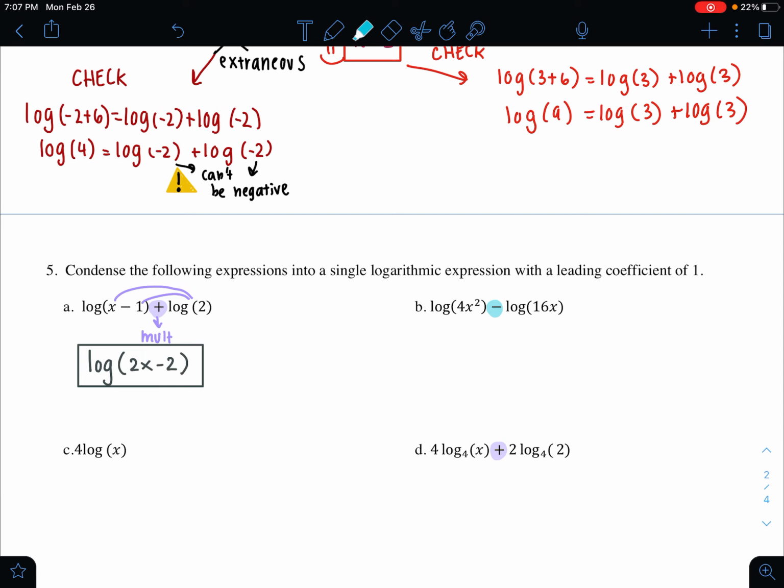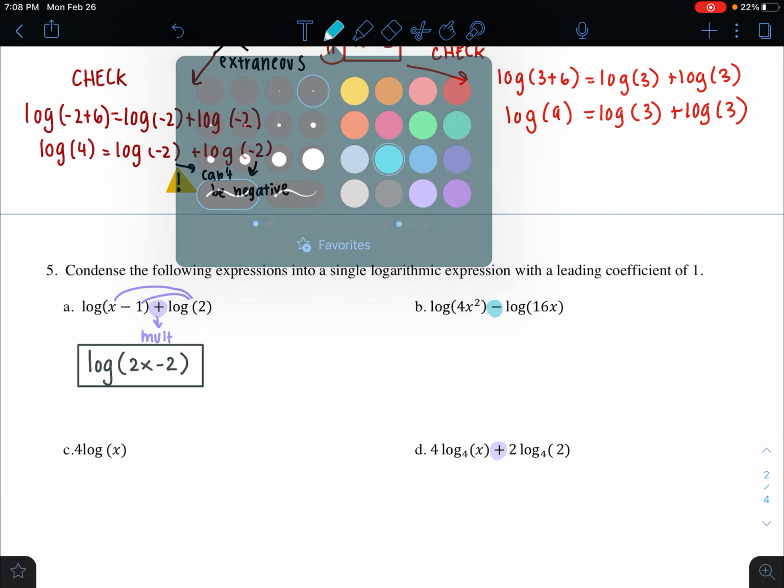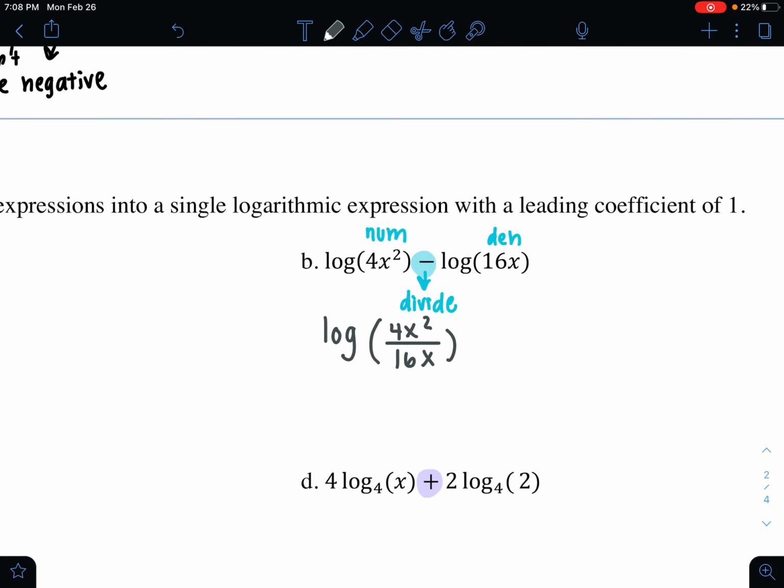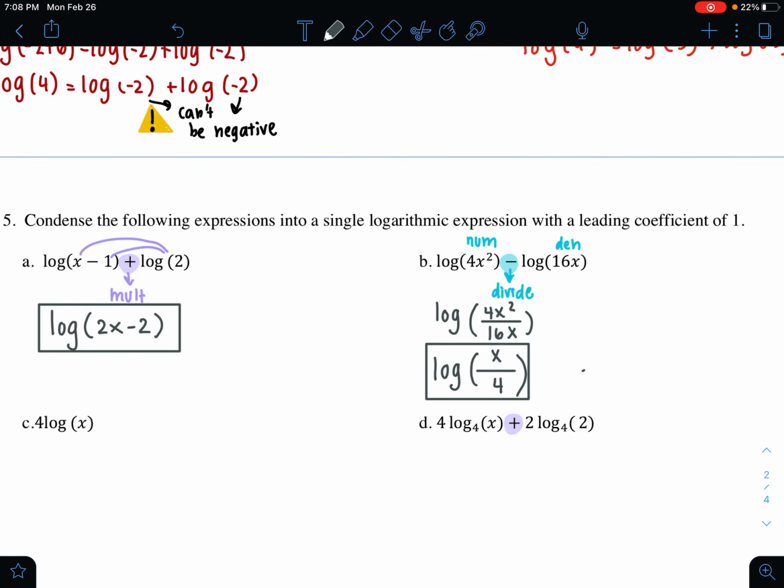In B, none of them have numbers other than 1 in front. So when we have subtraction, that means we divide our arguments. And this one is always in the numerator. The second one is in the denominator. So we have log of 4x squared divided by 16x. Now let's check, is there things that we can divide? 4 and 16 can divide, and 16 is bigger than 4, so it'll be in the denominator. And x squared over x, well, you'll have 1x remaining in the numerator.